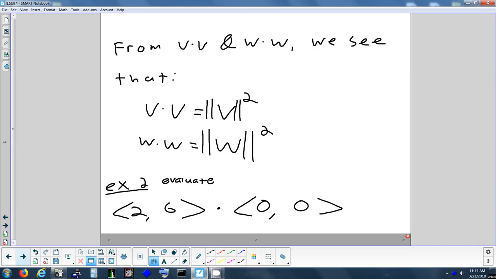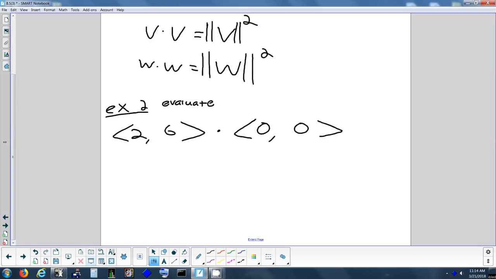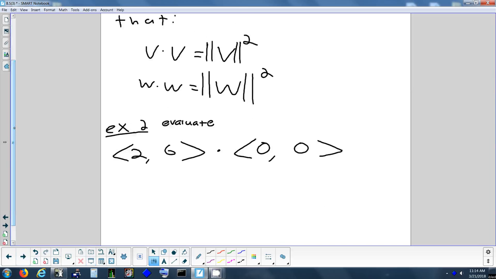Let's try this one. I'm dotting the vector 2, 6 with the vector 0, 0. What would I get here? 0. 0 the number or 0 the vector? 0 the number.